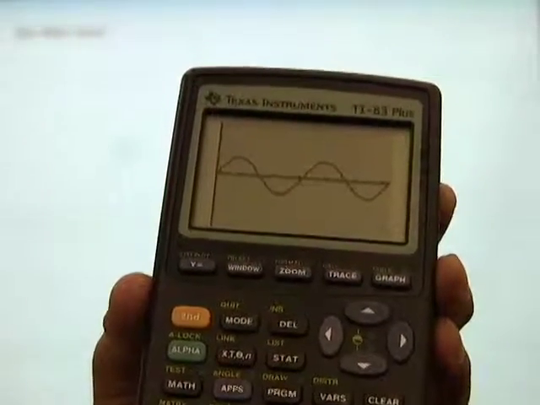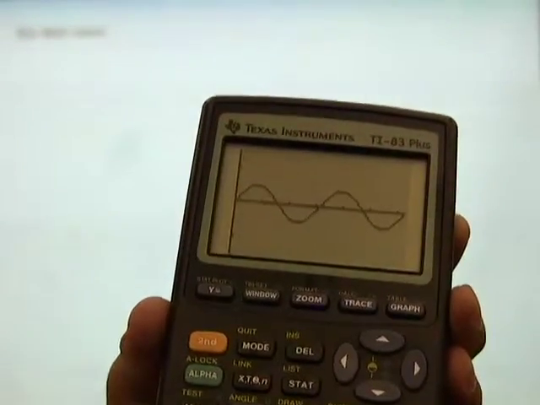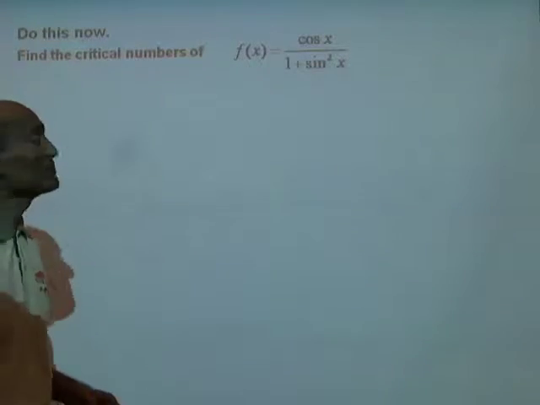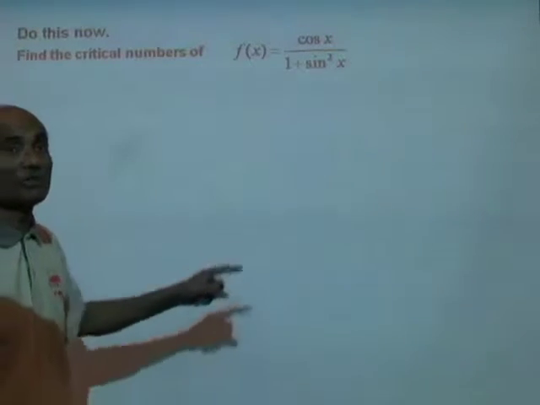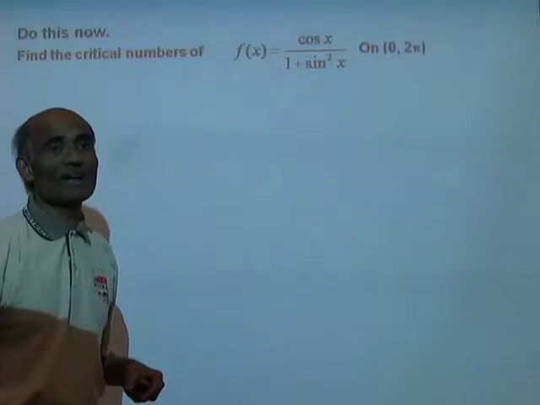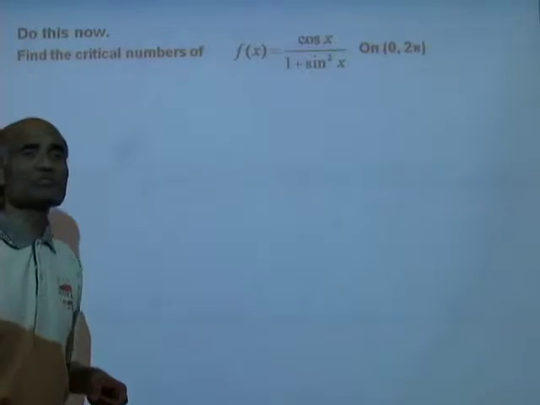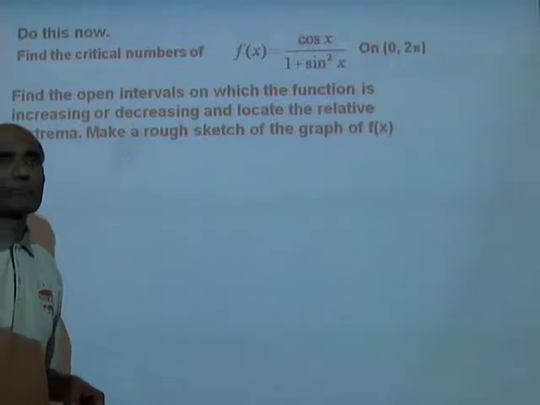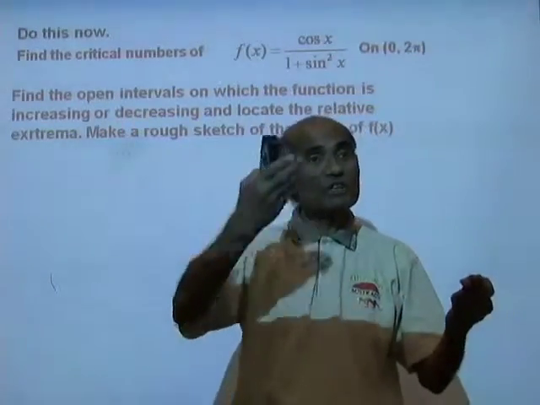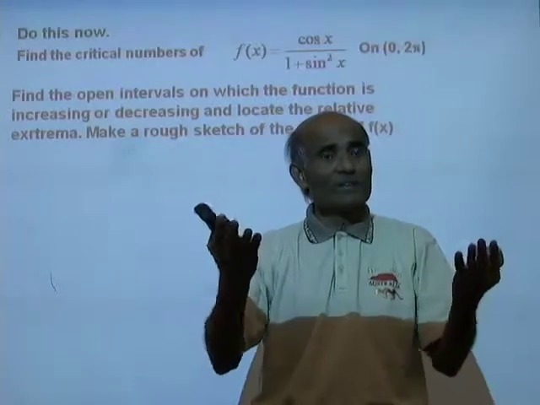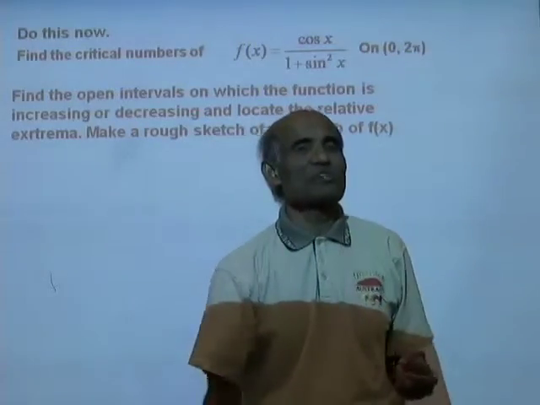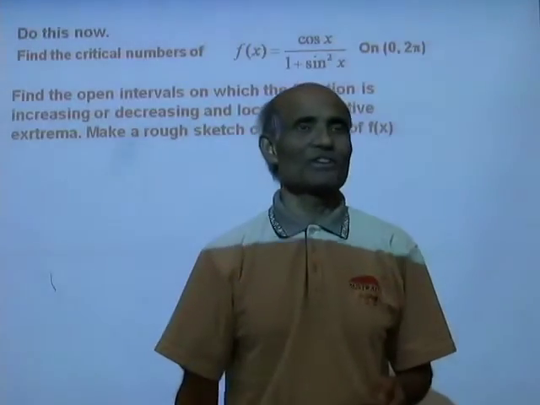I think you are now ready to do more of these kind of problems on your own. All right, if that is the case, do this on your own. Find the critical numbers of f of x equal to cos x over 1 plus sine squared x on the interval 0 to 2 pi. And determine the open intervals where the function is increasing, decreasing. Determine the critical numbers and do a rough sketch of the graph of f of x. Okay.